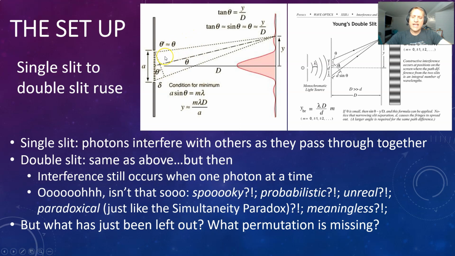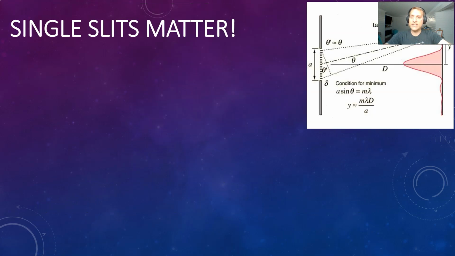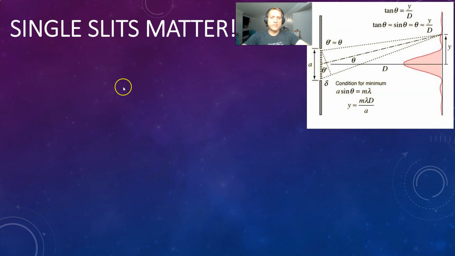They didn't go back and examine what happens when one photon at a time goes through the single slit. Then what? And how are you going to explain that? Okay. So single slits matter. So there's your single slit thing set up.